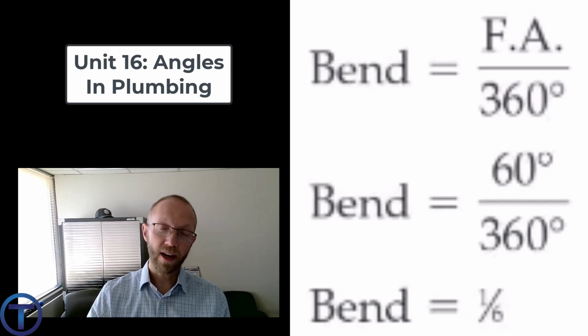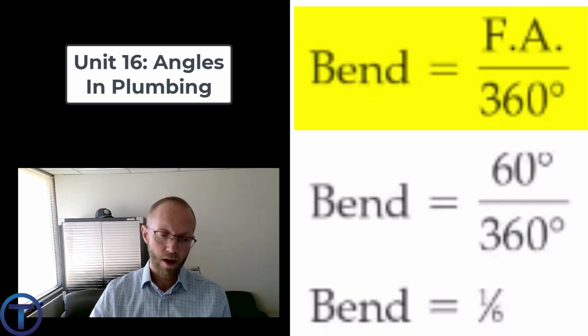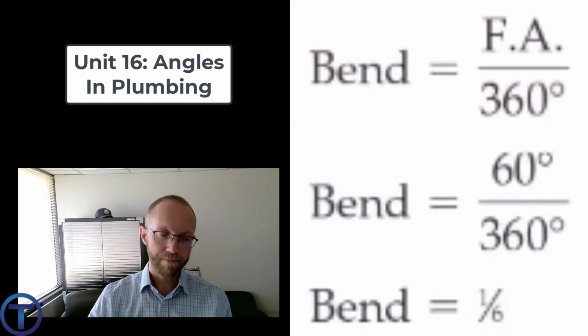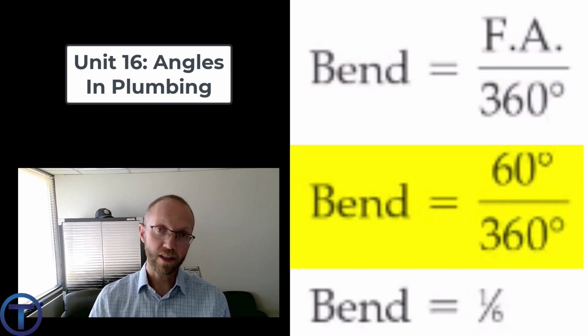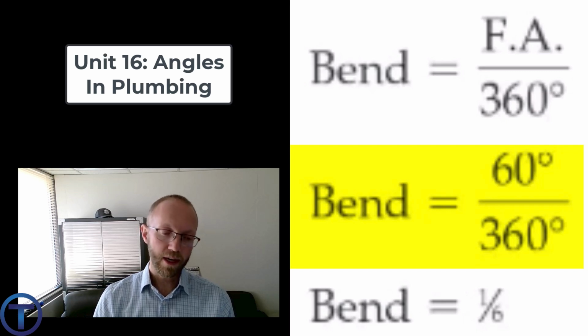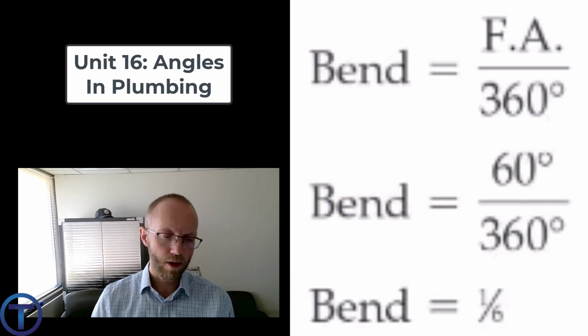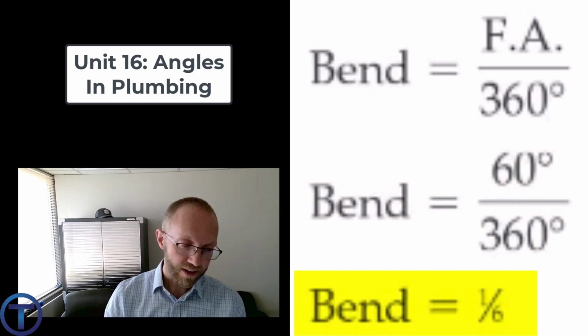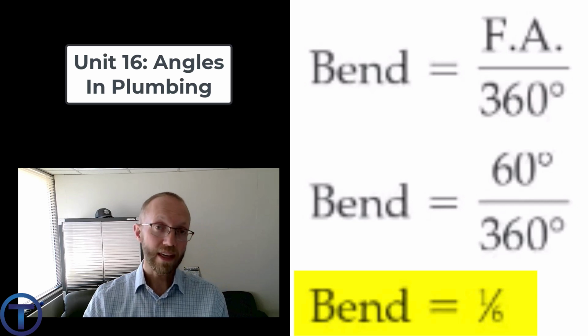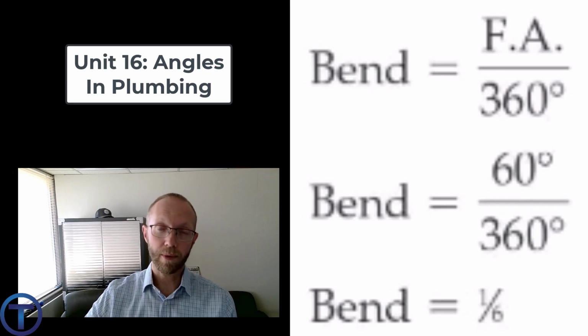So in order to find this fraction of the circle, we're going to take the fitting angle and divide it by 360. And that will give us the bend. So in this case, if we have a 60 degree angle fitting, the bend would equal 60 divided by 360, and that's a fraction. If you throw that in a calculator, you're going to get a decimal. But we can reduce that fraction. 60 goes into 360 6 times. So that gives us a fraction of 1/6. And 1/6 is what we would call the bend.